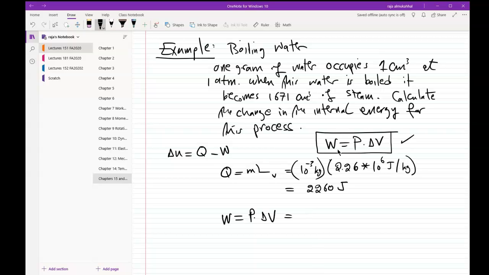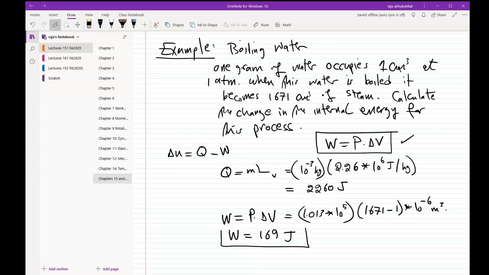There we go. Okay, so the pressure is 1 atm, which is 1.013 times 10 to the 5th, multiplied by delta V, which is the difference between the two numbers, of course converted to meter cubed. So that's 1671 minus 1 centimeter cubed, times 10 to the negative 6 meter cubed. You see what I'm saying? And then we calculate the work. And when we do that, I have already done it, 169 joule of work.